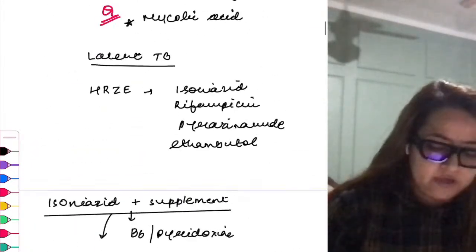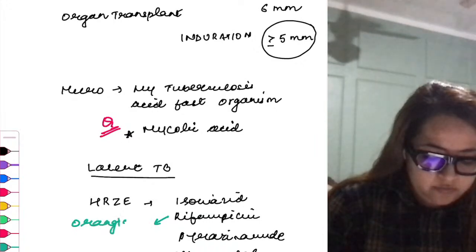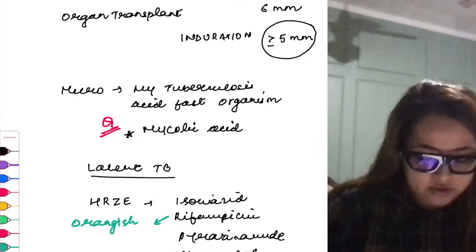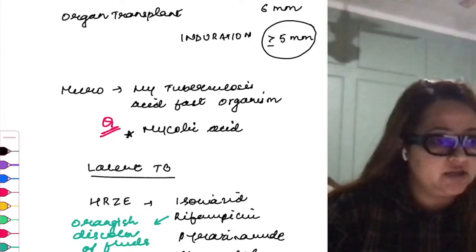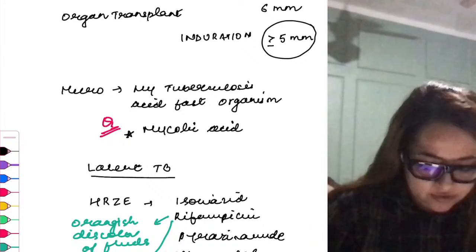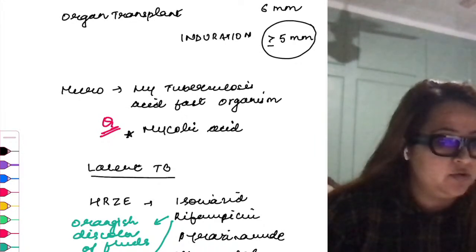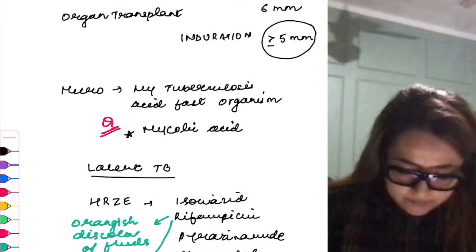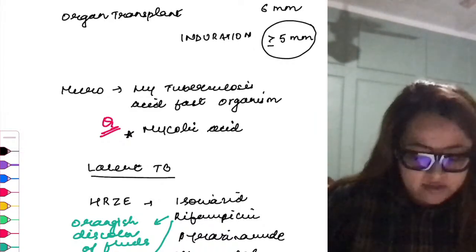Alright. Then talking about rifampicin, orangish discoloration of bodily fluids, that is, the urine will also yield a reddish orange color. And another high yield point regarding rifampicin is that rifampicin is an enzyme inducer. If you have watched the lecture where I discussed the enzyme inducers and inhibitors, I told you about rifampicin. So always remember the case scenario, which is very important.